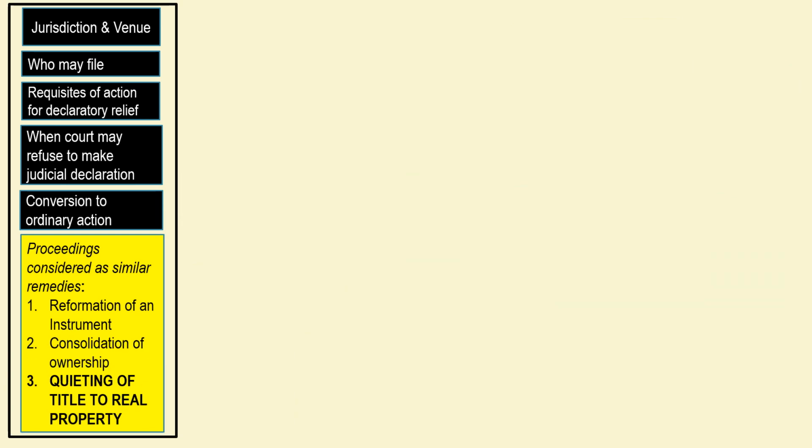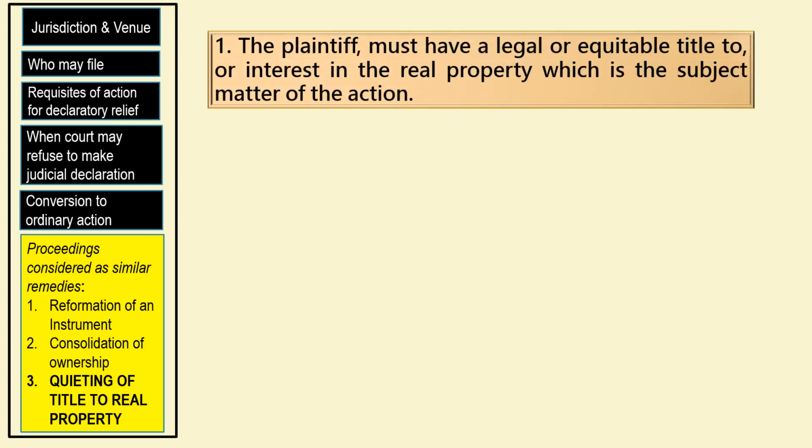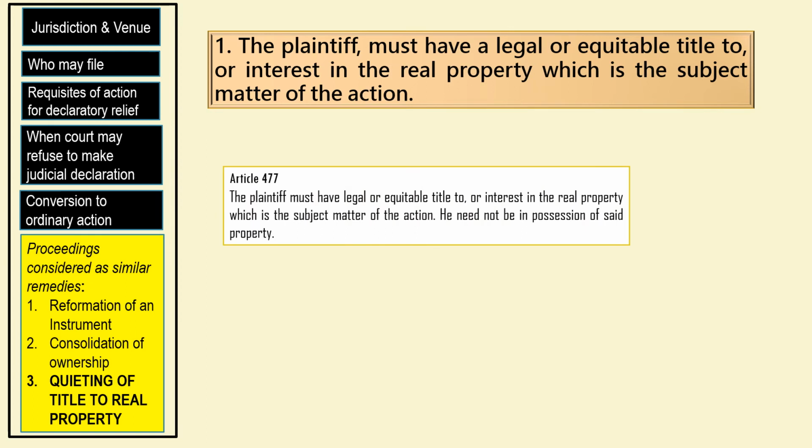Down to our last topic, which is the quieting of title to real property. So what are the requisites? Number one, the plaintiff must have a legal title or an equitable title or interest in the real property, which is the subject matter of the action. This is your Article 477 of the Civil Code.